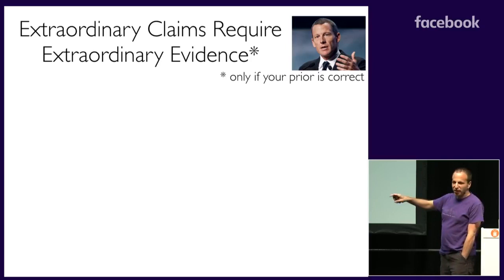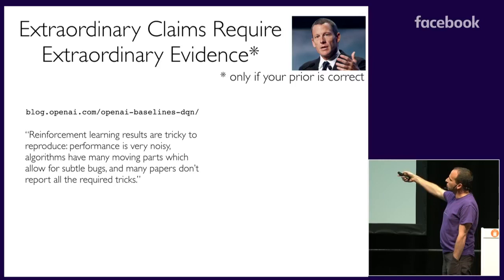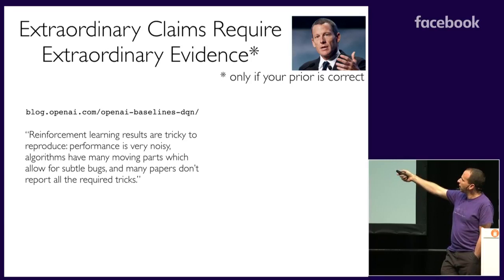And so what I want to say about these policy gradient methods is, if we look at what people who implement them say, there are red flags even in their own descriptions. In particular: reinforcement learning results are tricky to reproduce, performance is very noisy, algorithms have many moving parts which allow for subtle bugs, and many papers don't report all the required tricks. This is a quote from a blog by some of the folks at OpenAI on their DQN baseline.